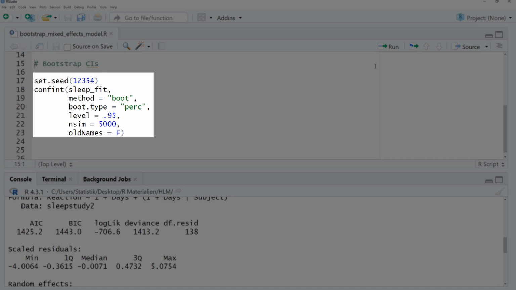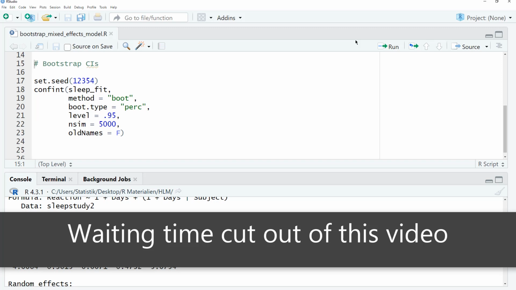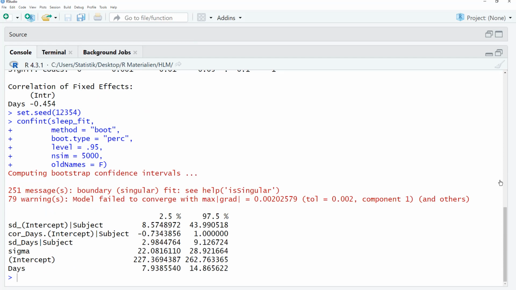Then to the confidence interval, we start with putting in the result we got from the lmer function, method boot for bootstrapping, boot type percentile, the confidence level, number of bootstrap samples, and lastly, old names equals false, because the new names for the results are much easier to read and to understand. Now we can run this, and it will take a minute or two, because the analysis is repeated 5,000 times. Now we can look at the results.